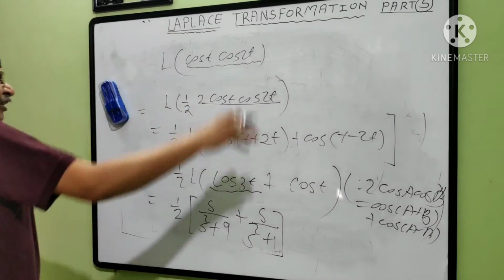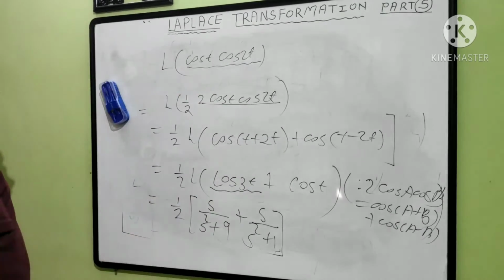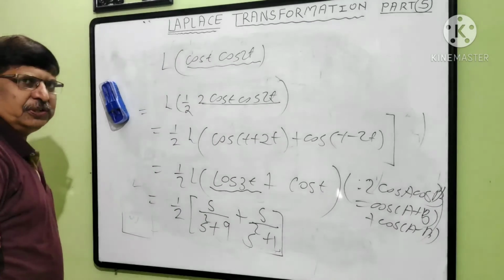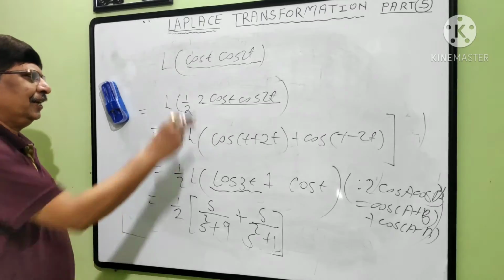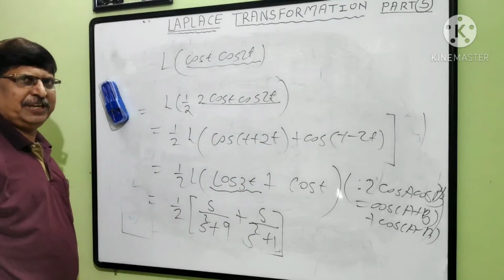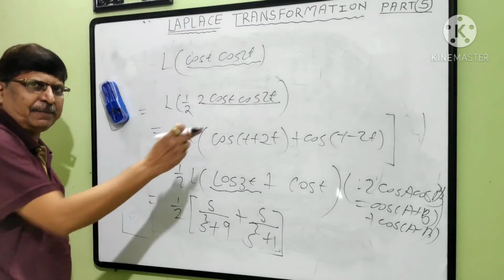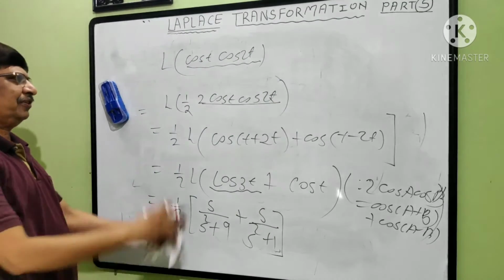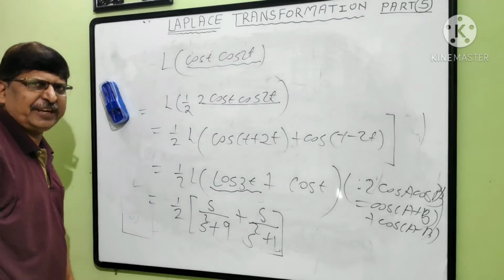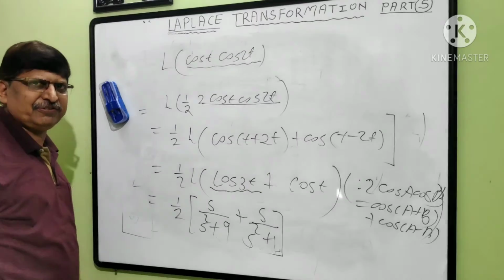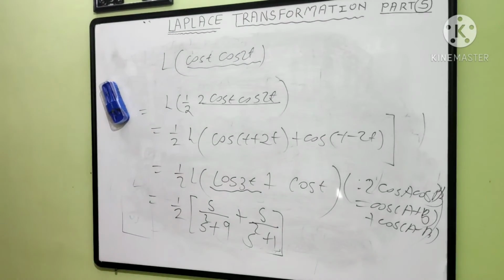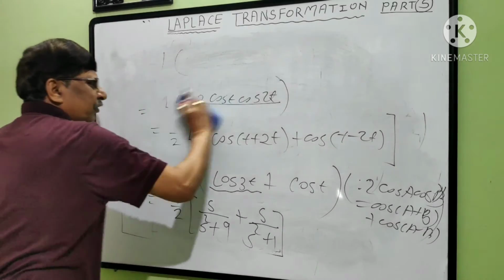If there is a multiplication of 2 cos, you have to convert this in terms of addition or subtraction using which formula? The factorization formula. If there is a multiplication of 2 cos, it will be the addition of cos. If there is a multiplication of 2 sin, it will be the subtraction of 2 cos. If one sin and one cos, then it is the addition or subtraction of sin and cos. You must know this factorization formula, which you also know from 11th standard. Okay, now this is the Laplace transformation.